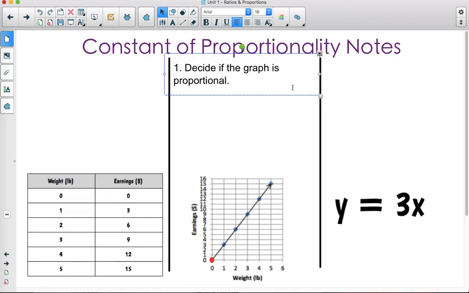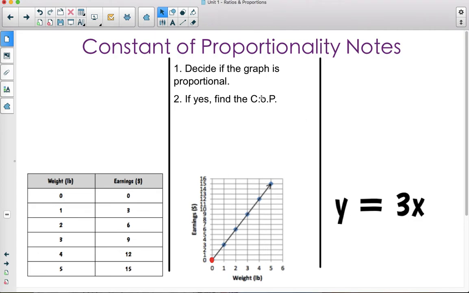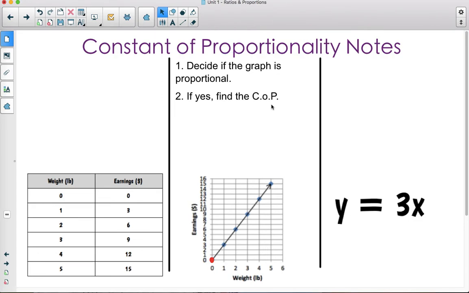Okay, so then if yes, then we need to find the constant. I'm going to abbreviate here, constant of proportionality. Oops, sorry. Okay, and for this graph, it's a little bit more labor intensive finding the constant of proportionality than from a table or a chart or even from an equation.